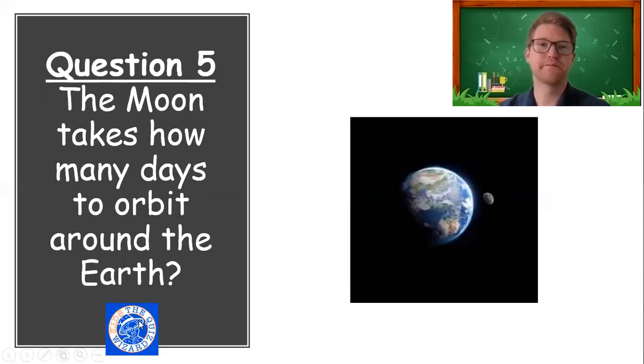Question 5. The moon takes how many days to orbit around the Earth? Orbit means to move around. So how long does it take to fully move around, fully orbit the Earth?